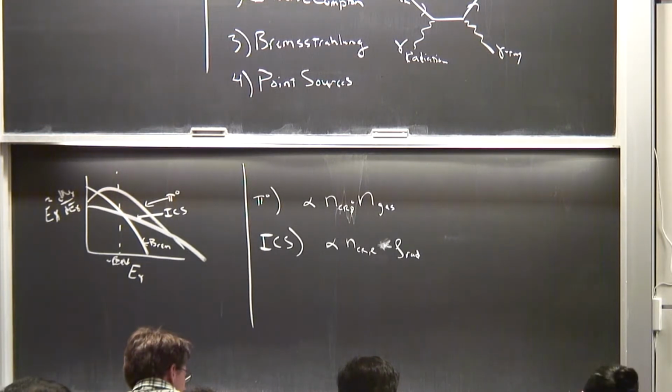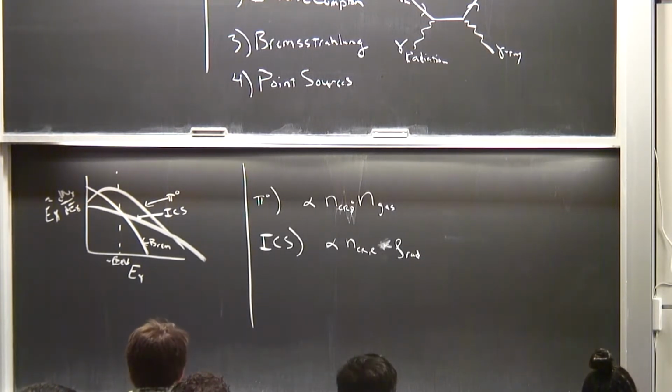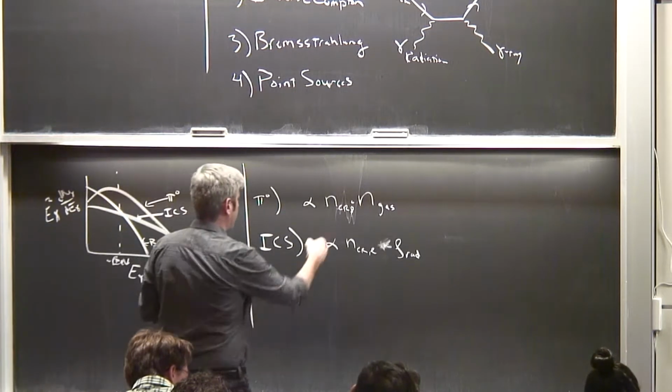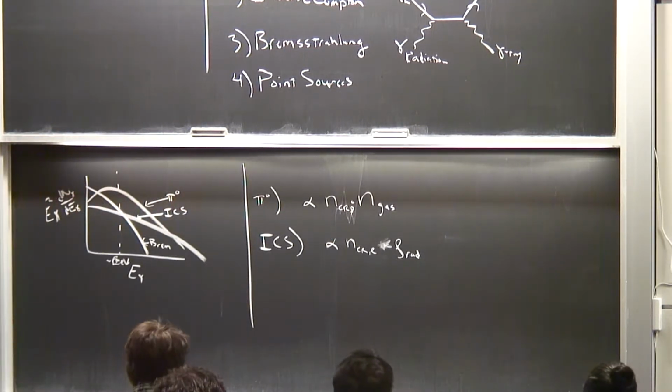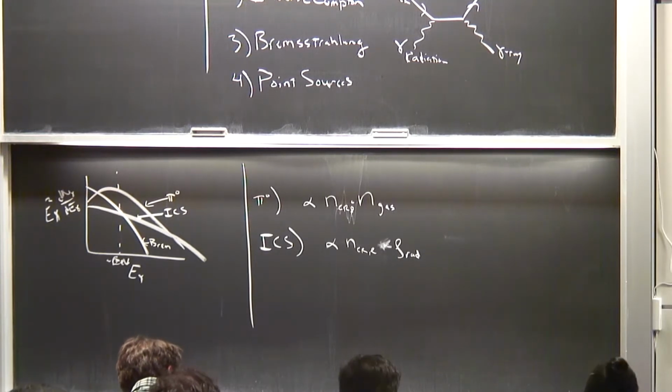Sorry, for some reason I was not listening. So you have n_CR, comma, something for proton, and electron for the next one? That's right. Okay. Because it's protons that scatter with gas to give you the pions, and ICS comes from cosmic ray electrons. And they need not trace each other in a perfect way.